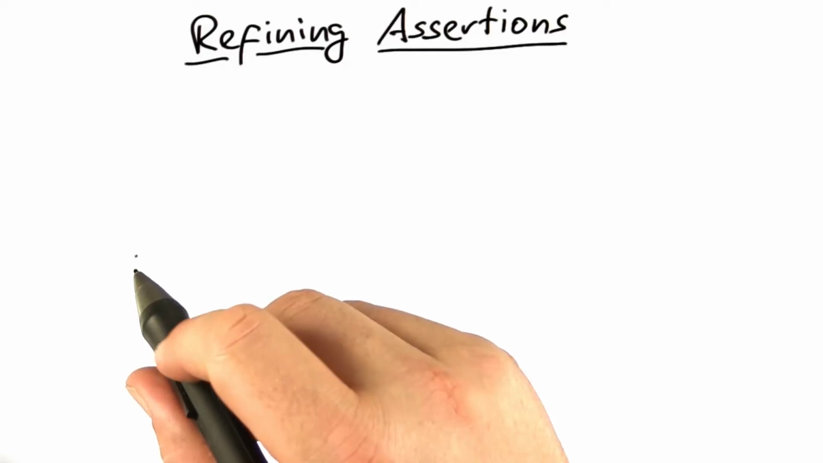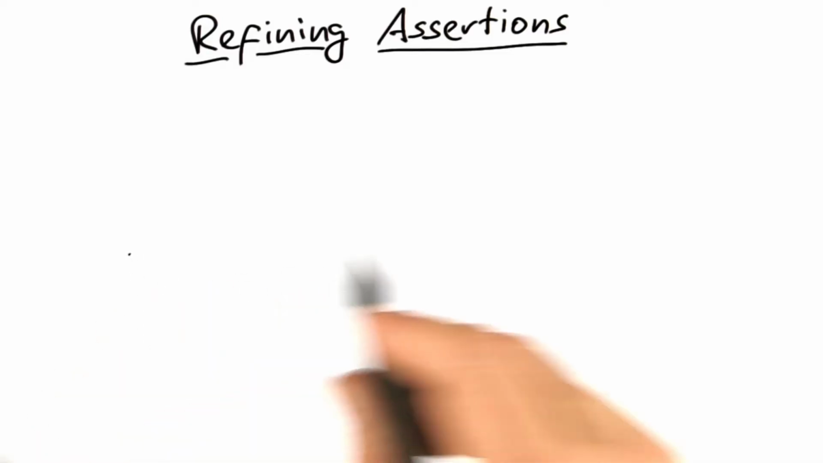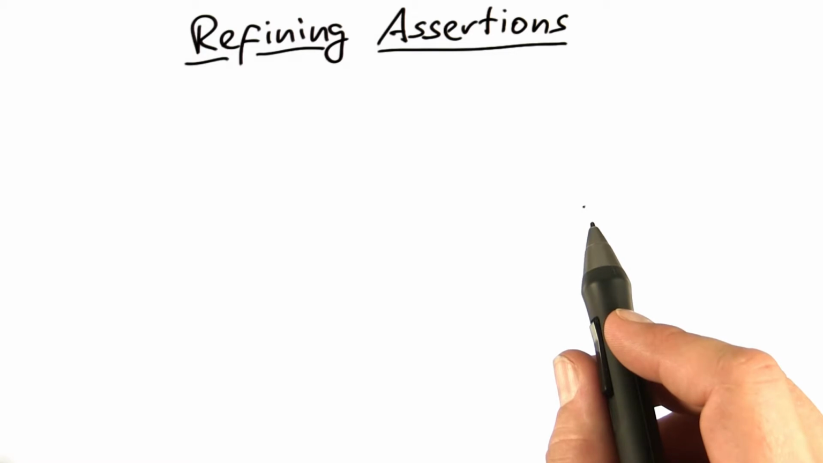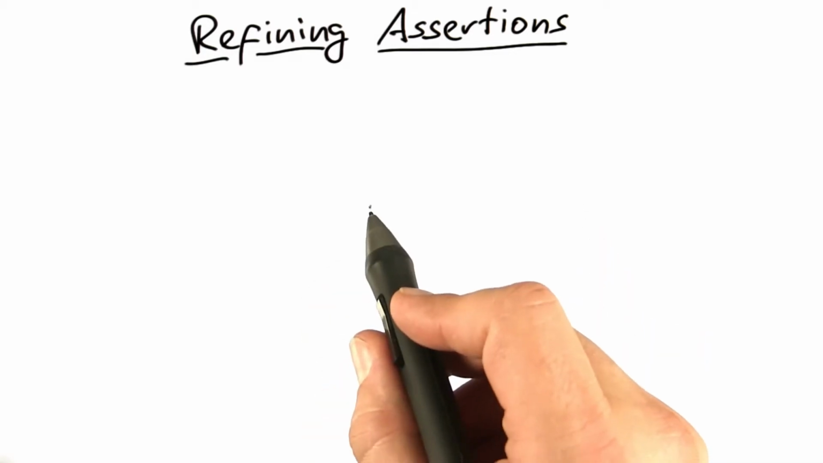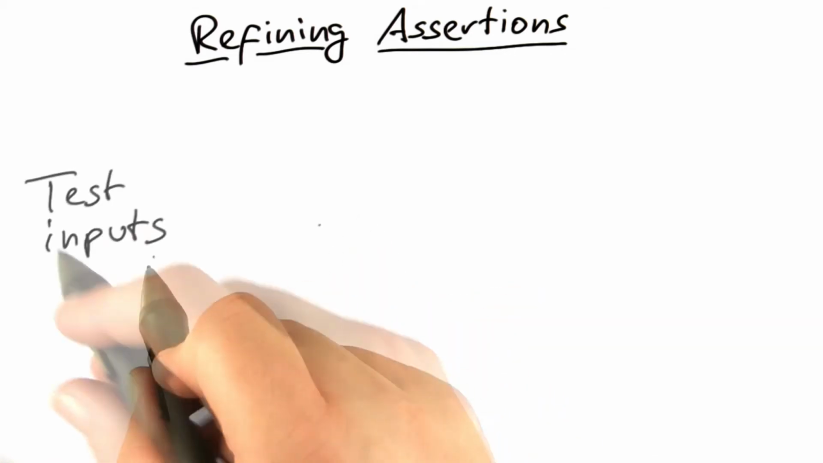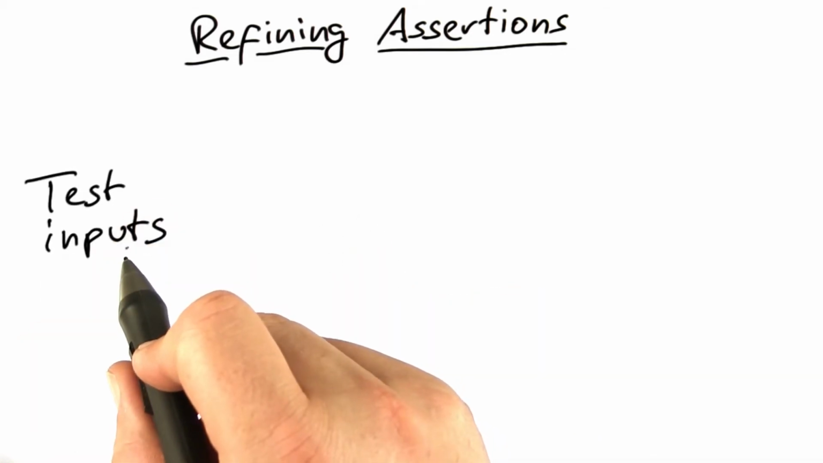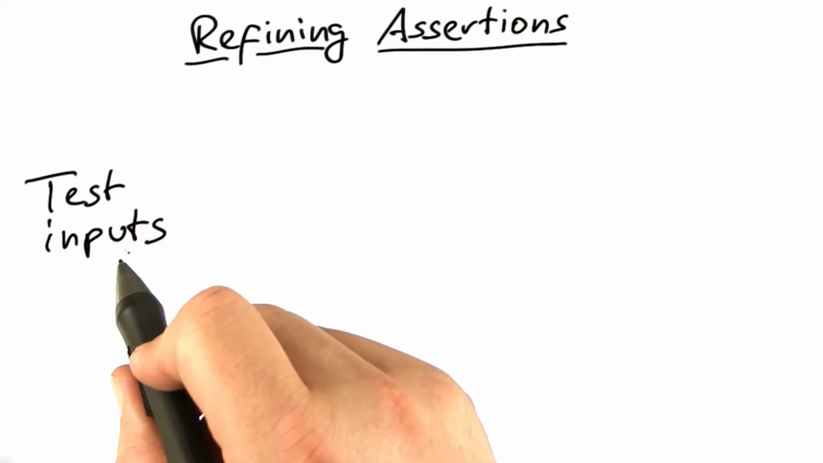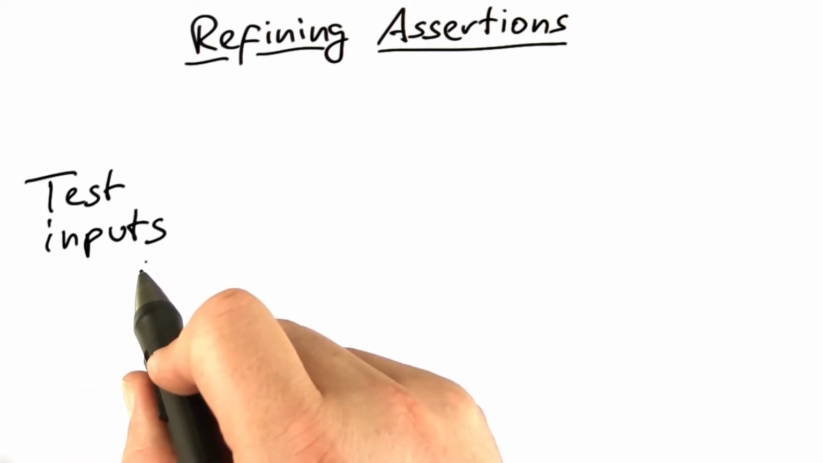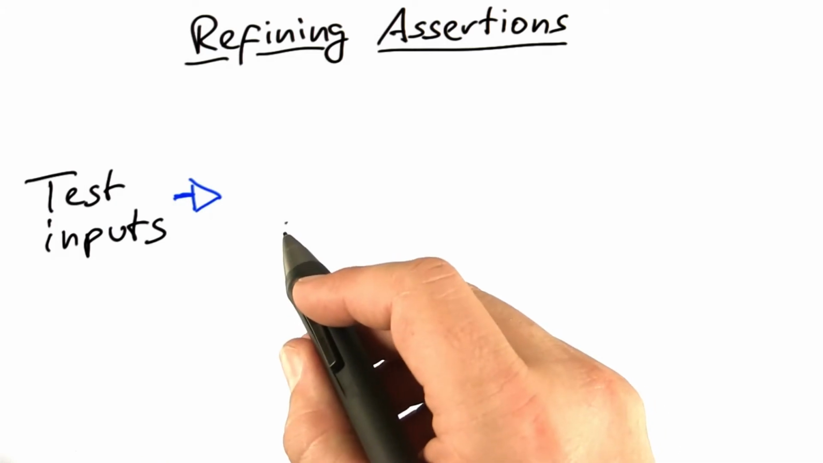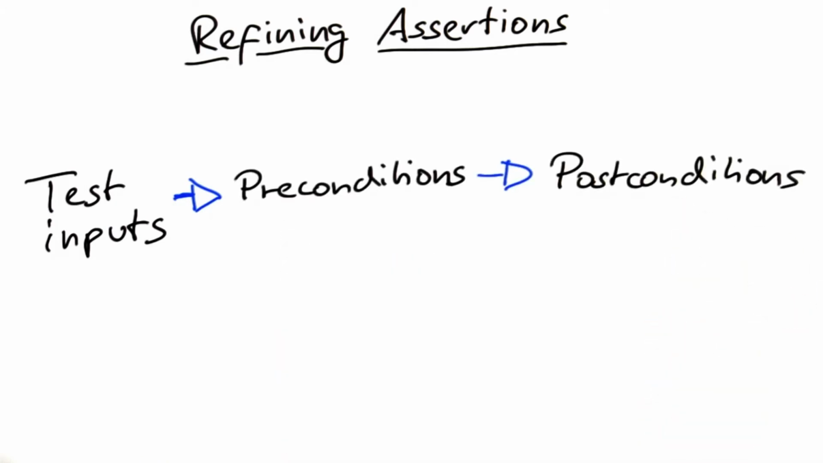Writing assertions is not always easy. You need to be prepared for a number of iterations until your pre- and post-conditions are accurate. Your typical chain of tools looks like this. Here you do have test inputs, either randomly generated or systematically generated, or coming from users or coming from production. These test inputs are being checked by preconditions, and the results of the computation will be checked by post-conditions.